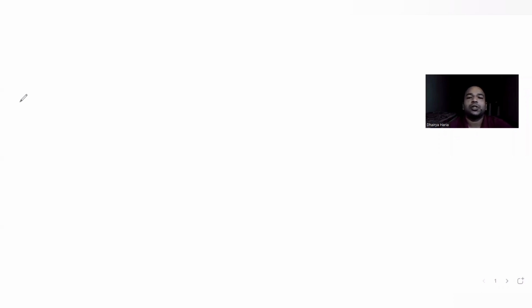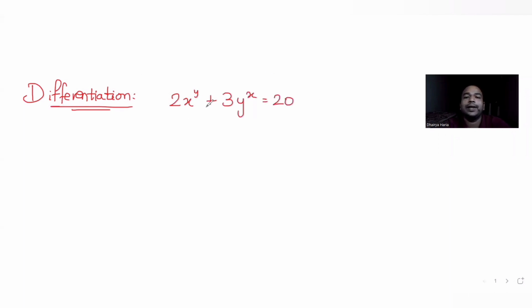Let's see today's question. Today's question we are taking up from the topic of differentiation. The question tells us that if 2x raised to y plus 3y raised to x is equal to 20, then we have been asked to find the derivative dy by dx at x equal to 2 and y equal to 2. So we have been asked to find dy by dx at (2, 2).